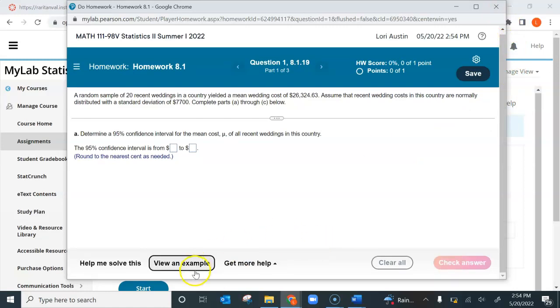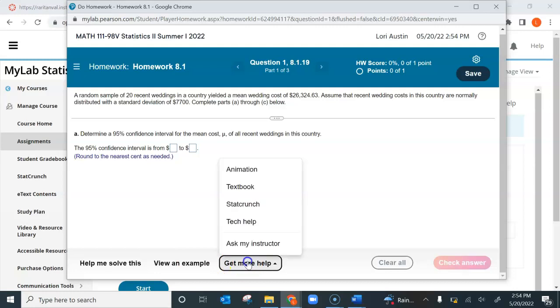With this, you can get examples and help me solve this. You can view an example. It's a great way to learn. You can also get more help, and you can ask my instructor. So if you're really struggling with a problem, this will go to my RVCC Outlook email. You can send me a note. I'll take a look at it and maybe give you some hints or something along those lines. Just keep in mind, I will get back to you within 24 hours, but it is not instantaneous. I don't spend my day sitting on a computer.